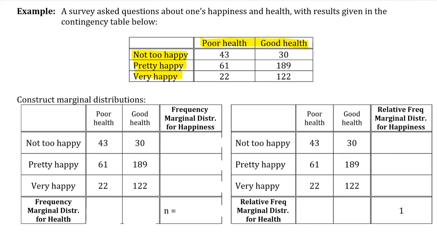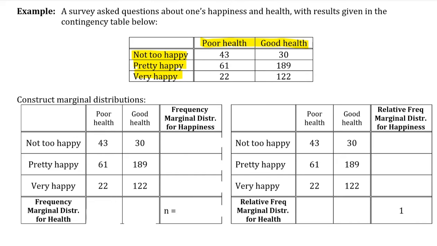What we're going to do is create marginal distributions. First, a frequency marginal distribution, and then a relative frequency marginal distribution. Here, I'm first going to look at the frequency marginal distributions. These are relatively simple. All we need to do is total the rows and the columns.